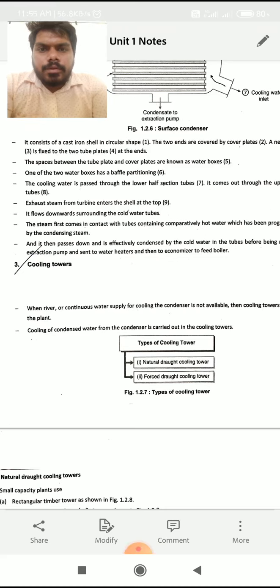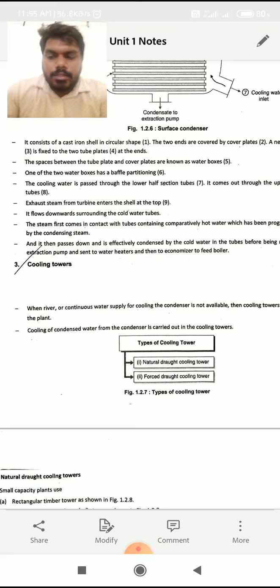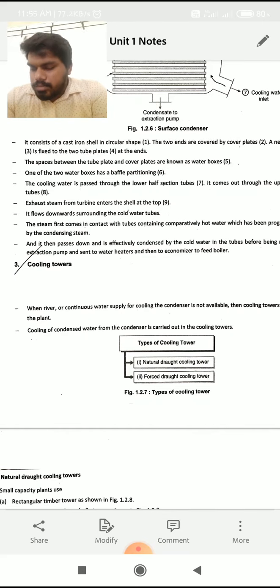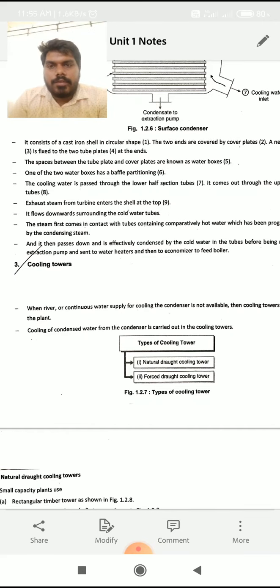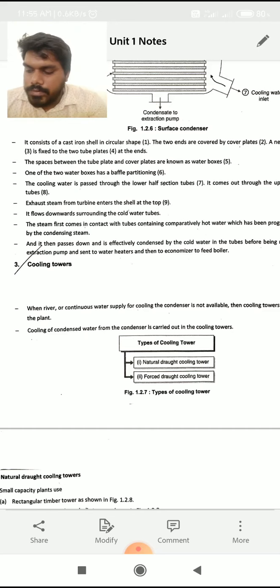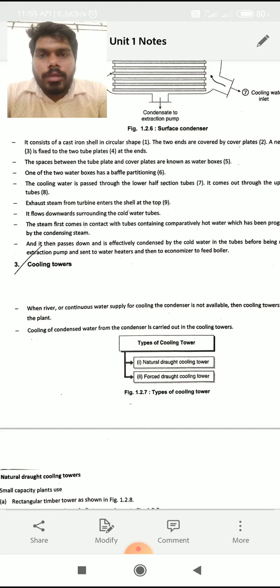In the previous video we have seen the condensers. The last topic was about condensers, in which we saw the jet condenser and the surface condenser. So in this video we will look at what cooling towers are.